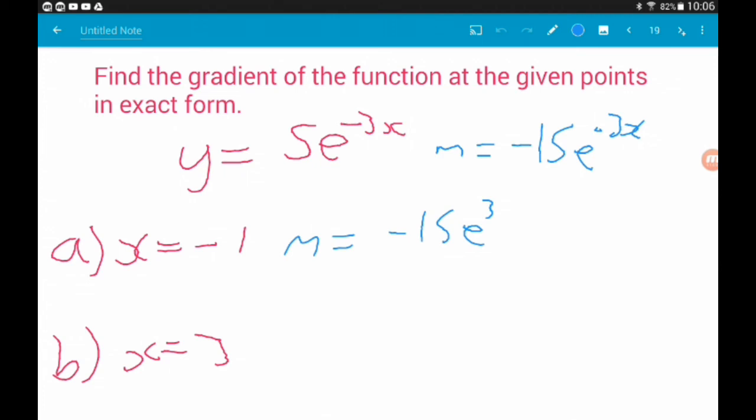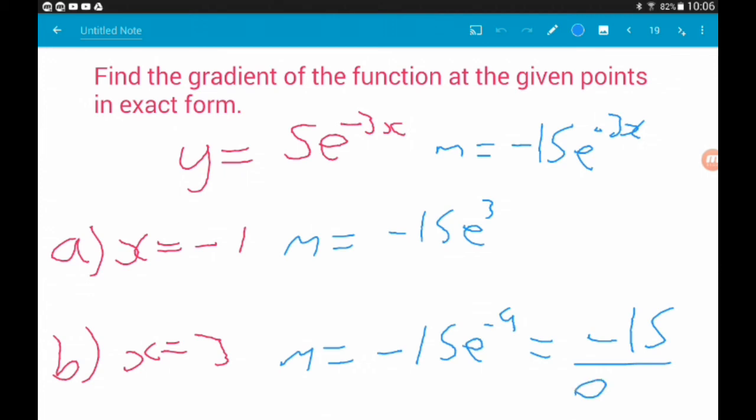And then lastly, when x is equal to positive 3, m is going to be minus 15 e to the, well, minus 3 times 3 is minus 9. So we could write that as minus 15 over e to the power 9.